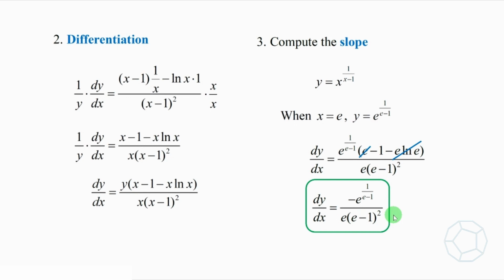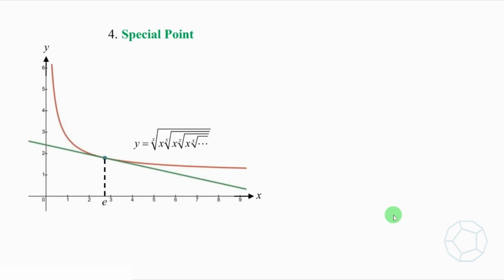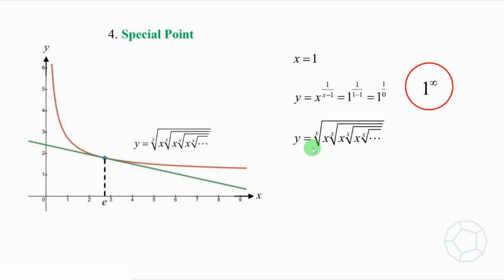Everything looks good. So what's the special point of the graph? When x is equal to 1, can you find the value of y? If you use the equation of the graph and put x equals 1 inside, you get 1 to the power of 1 over 0. We know that 1 over 0 tends to infinity. So what do we mean by 1 to the power of infinity? On the other hand, if we use the original equation of the graph, then we have infinite radicals of 1. You might think that is equal to 1, but from the graph, the value of y is larger than 1. It's actually 2 point dot dot dot. It's so weird. What's the mystery underneath?